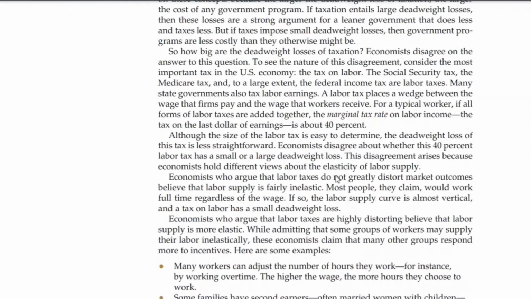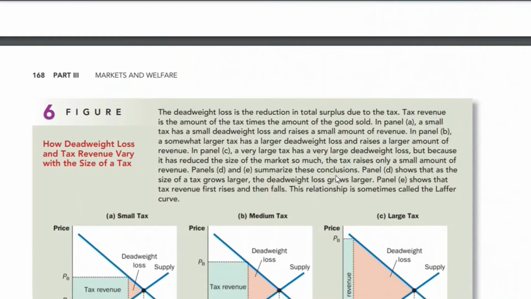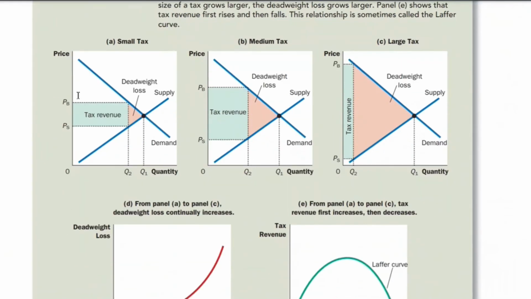Let us move on to the next topic, which is how the size of the tax affects deadweight loss. Let us take a look at these diagrams. In panel A, we see when there is a small tax imposed, there is a small deadweight loss. In panel B, when there is a somewhat larger tax or a medium tax imposed, there is a medium deadweight loss of tax. However, in panel C, when we impose a higher tax, the deadweight loss also increases. Now you must be wondering why this happens. We can understand this with the help of the Laffer curve.